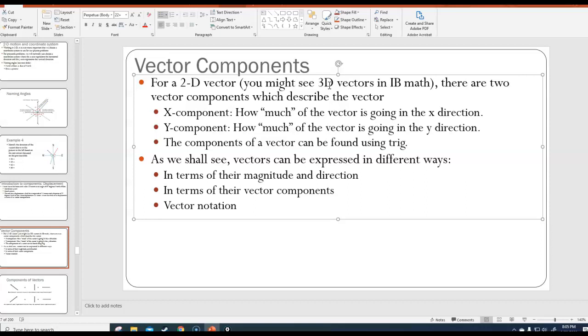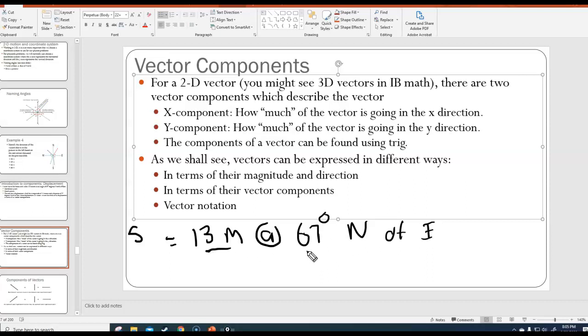Now, as we've seen so far, there are different ways to express a vector, and they're equivalent to each other. So in the last example, my original displacement, my original S, was 13 meters at 67 degrees north of east. That was a given in the question. I have a magnitude and I have a direction. That is my displacement vector. Now, I also ended up with an x component that was 5.1 meters and a y component that was 12 meters. And so I could also express a vector like that.